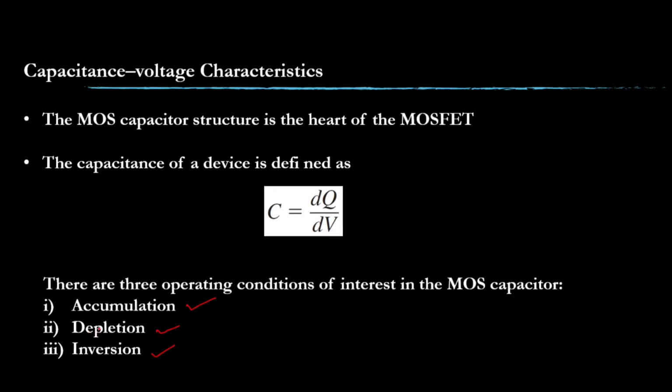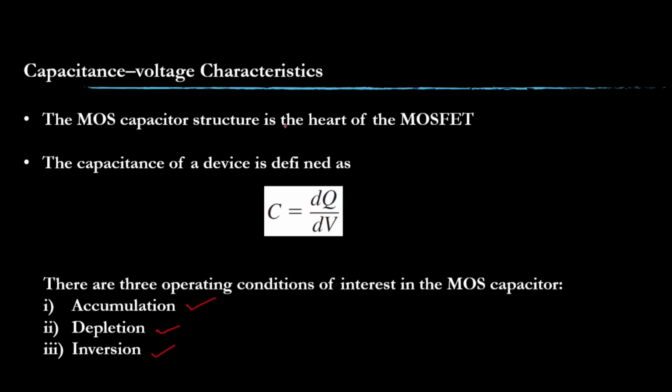the gate terminal, and if we still increase the positive charge, that junction between the oxide layer and semiconductor goes into inversion mode. That means the p-type semiconductor becomes an n-type semiconductor. So inversion will occur. So in these three cases, what will be the capacitance across the metal layer and the semiconductor layer? That's what we are going to discuss in this session.